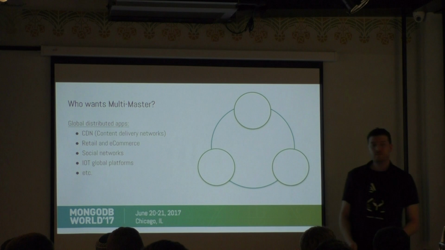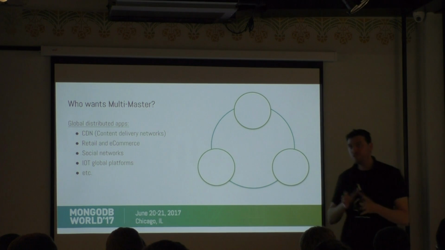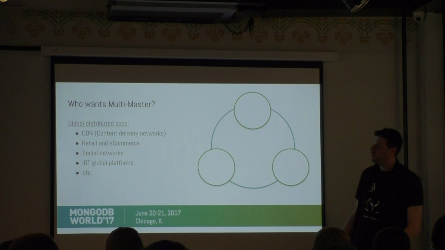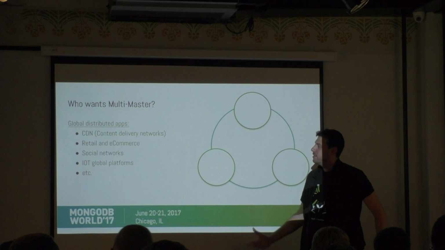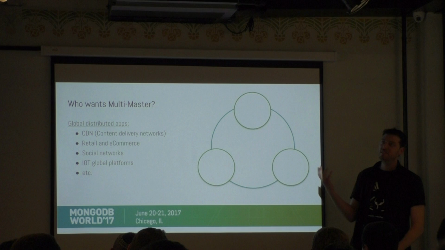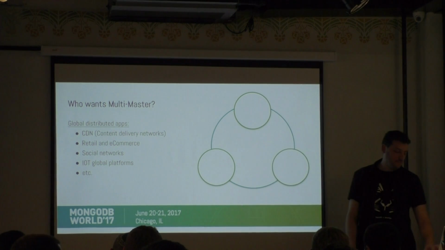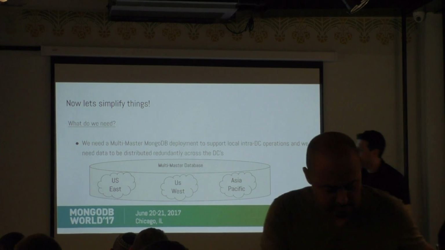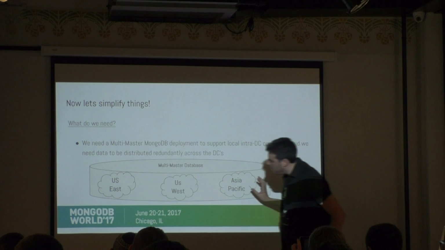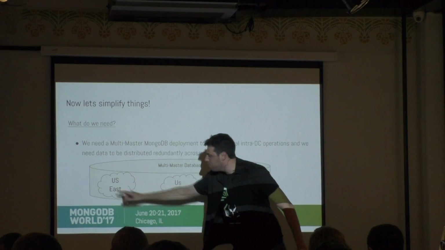Okay, social networks. Usually people that we know, most of the time, are people close to us geographically, so we want our data to sit closer to us. And for IoT global platforms, any devices that transmit data, we don't want it to go overseas to insert this data and persist it. So we need a multi-master MongoDB deployment, and we want a single database to be spread across all those regions.